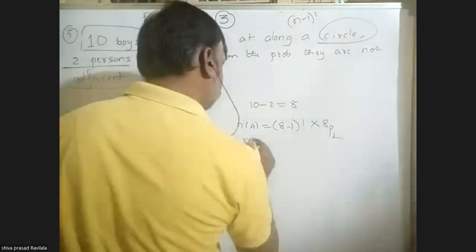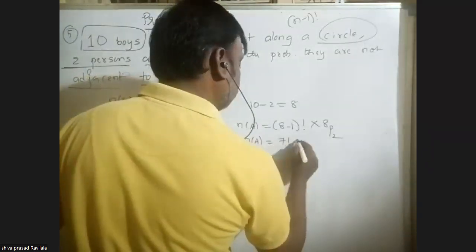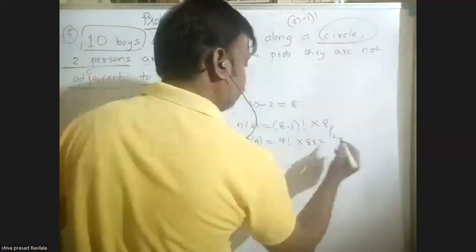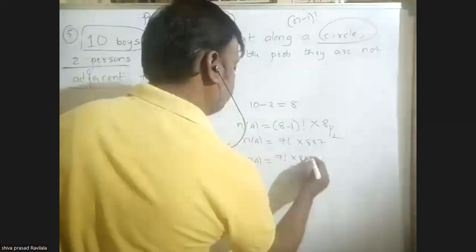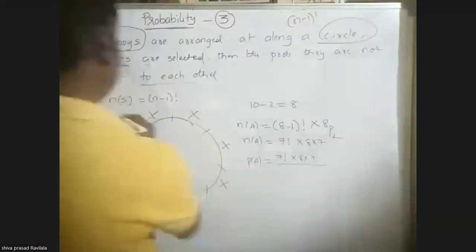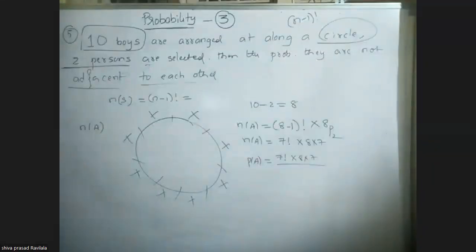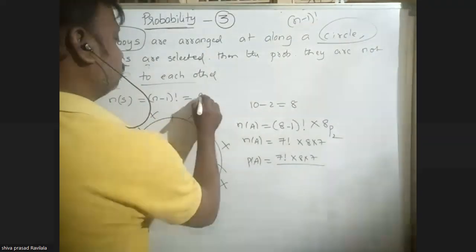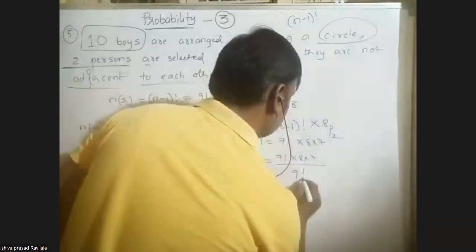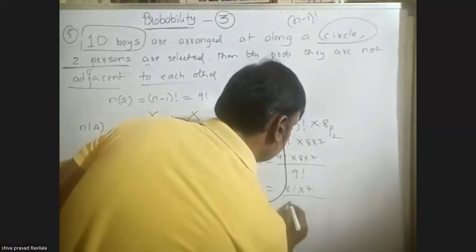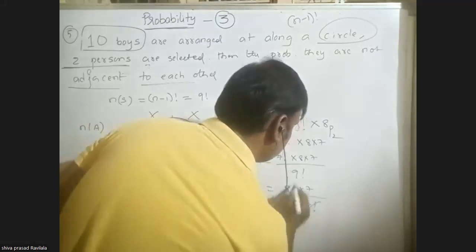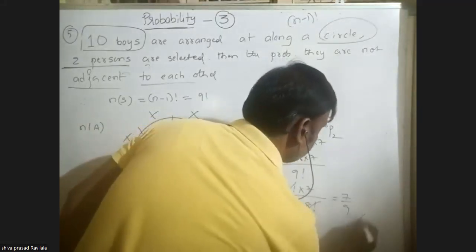Therefore, n of A is equal to 7 factorial into 8p2, that is 8 into 7. And P of A is equal to n of A, 7 factorial into 8 into 7, by the denominator. n of S is equal to n minus 1, where n is 10, so 10 minus 1, that is 9 factorial. 7 into 8 factorial, 8 factorial into 7 by 9 factorial. 9 into 8 factorial, and these 2 are cancelled. Your answer is 7 by 9.